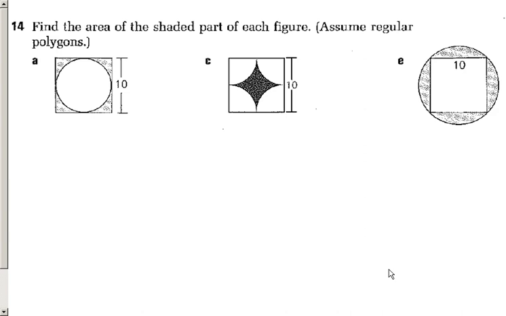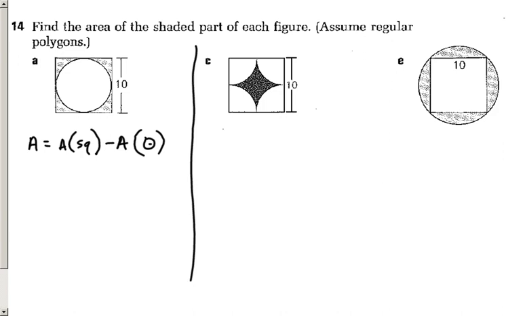So the first row, for number 14A, you've got a square with a circle inside. You're trying to find the area of the shaded region. So again, always we come up with a plan. So I'm just going to come up with a plan for each of these to start. I've got a square surrounding a circle, so the area that I want is going to be the area of the square minus the area of the circle. Okay? So that's letter A.